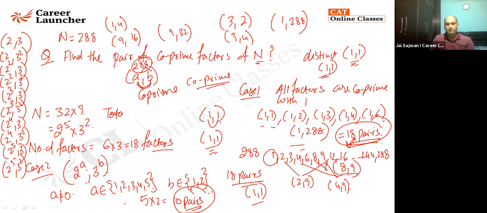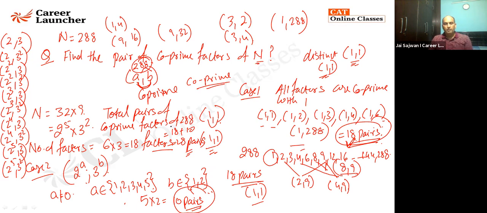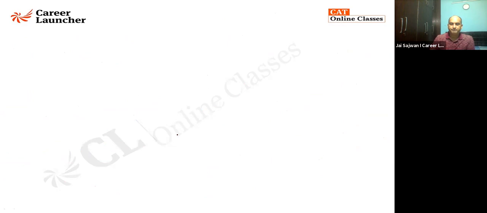So total pairs of co-prime factors of 288 is 18 plus 10, which is 28 pairs. Anyone, any issue, please ask. I believe it is clear to all of you now. किसी को कोई दुविधा है तो पूछ लीजिए.